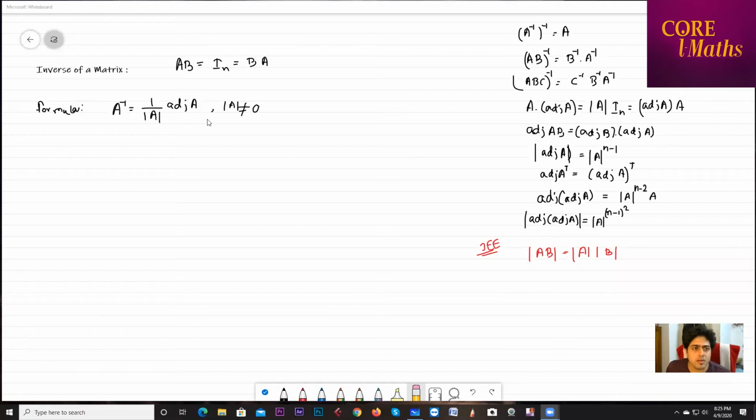Start with the inverse of a matrix. Here we have written AB equals to I_n, that is the identity matrix of nth order, equals to B into A, right? So first you have to know what is the inverse of any matrix. Clear?